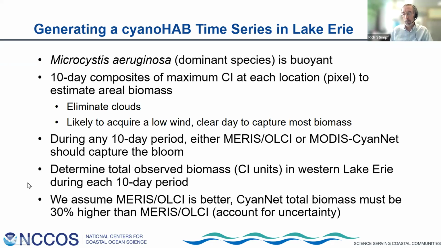One thing we will say when we put them together: we treat them separately, the MERIS and MODIS, but we assume MERIS and OLCI are better because of the uncertainties in CyanNet. So when we combine them, to merge them we assume that the CyanNet must be 30% higher, just to account for that uncertainty. That way we don't strongly bias the blooms upward.